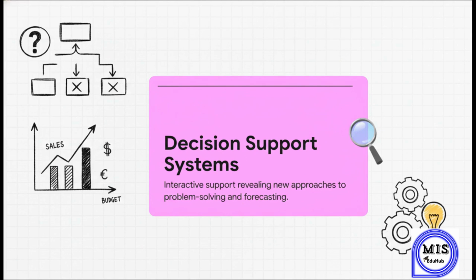Then we step up to the Decision Support System, or DSS. If the MIS tells you what is happening, the DSS helps you figure out what to do about it. It's all about interactive what-if scenarios. Say a sales manager wants to tweak their marketing budget. They plug those numbers into the DSS and instantly see the projected impact on overall sales. It gives them data-backed alternatives right on the spot.